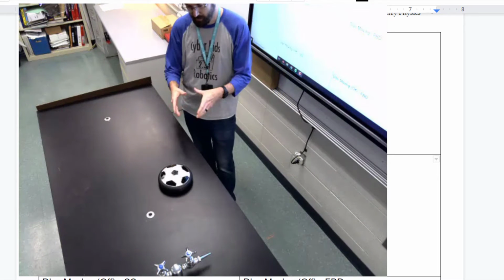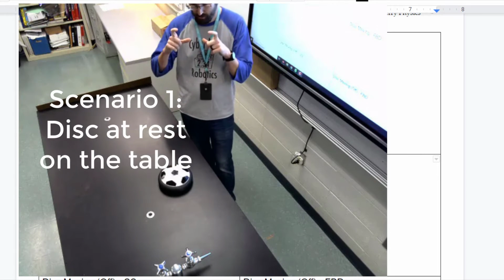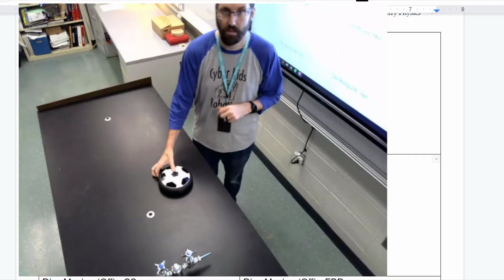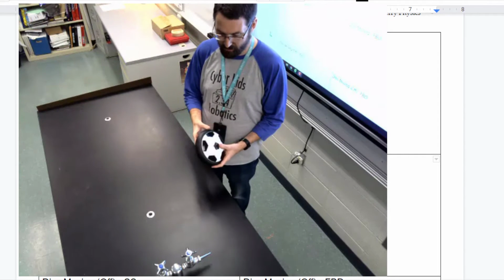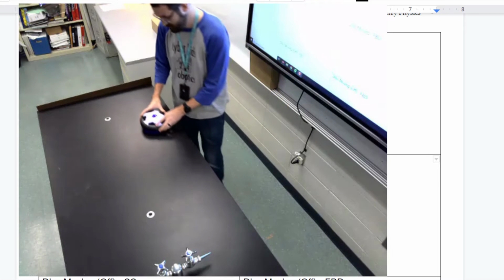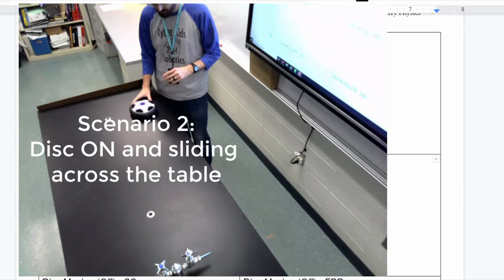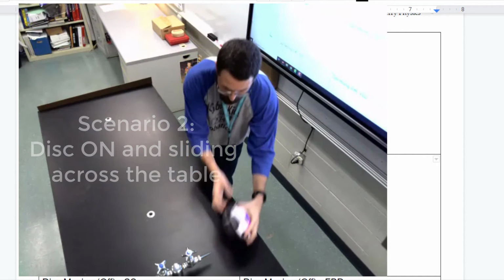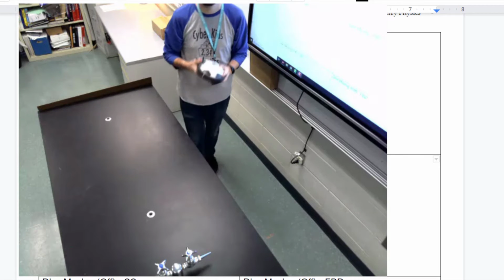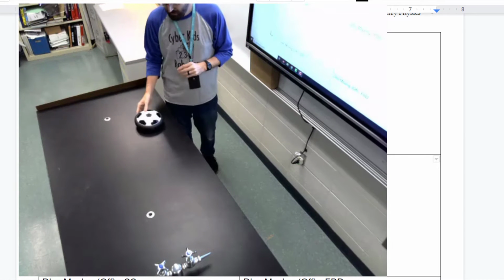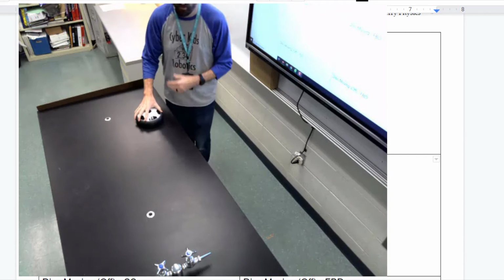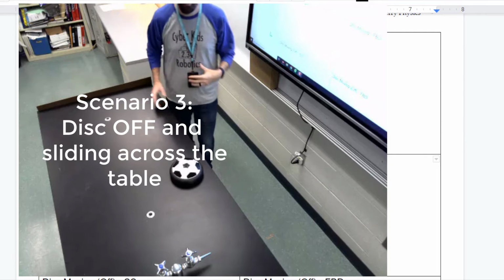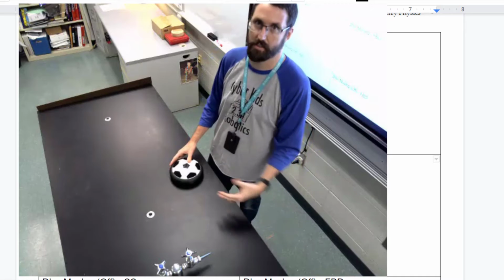So scenario 1 is it just sitting there on the table. Ready? Take your camera out, and 3, 2, 1, snap. That's the first snapshot. The second part is going to be when it's turned on and sliding. So we're going to take a picture in 3, 2, 1. So scenario 2 is when it's turned on and sliding across the table. Scenario 3 is when it's turned off and sliding across the table. Ready? 3, 2, 1. So while it was still sliding, after I pushed it, that's scenario 3.